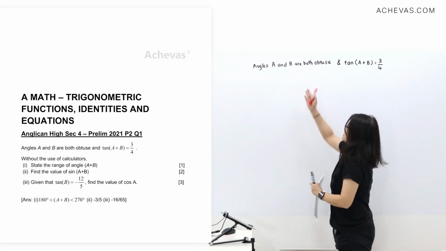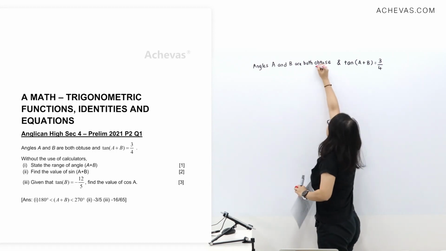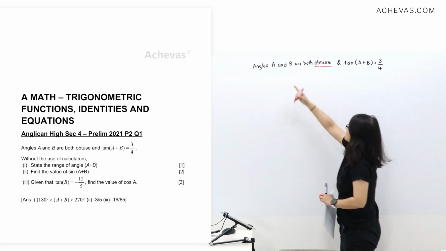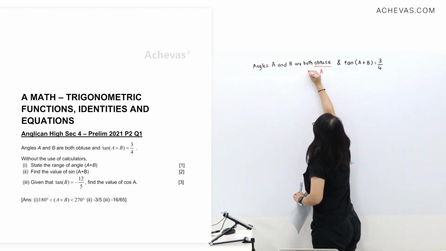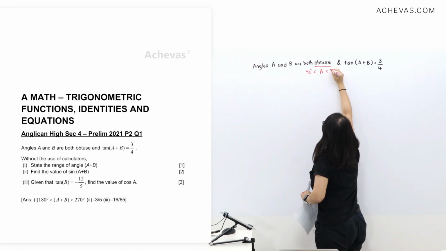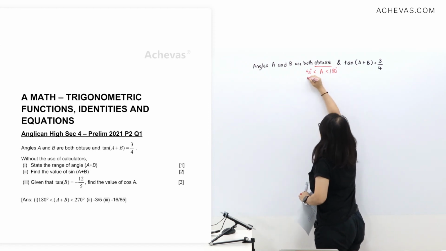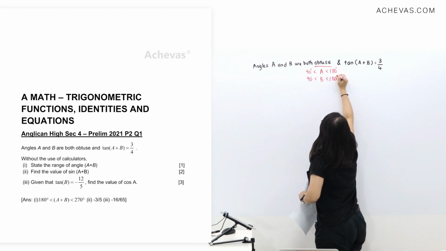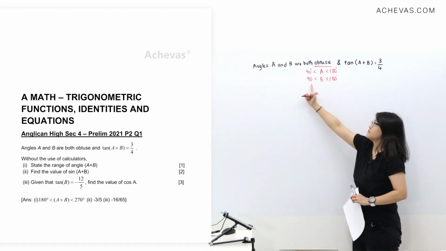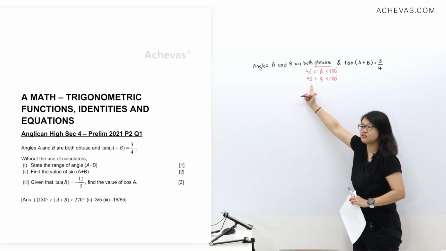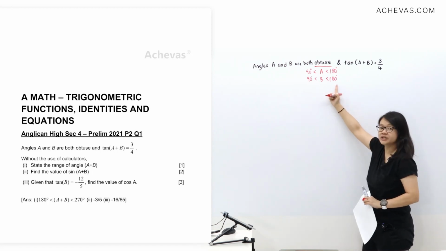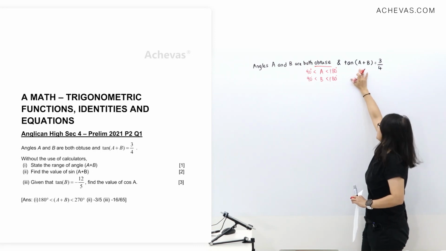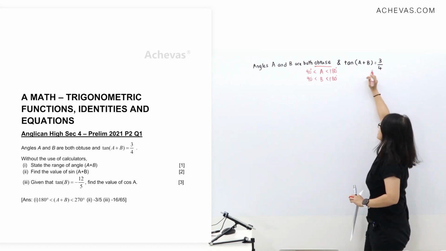Okay, now let's take a look at the info we have here. Obtuse gives you an angle between, so A will be more than 90, less than 180. Same goes for angle B. Well, we know that if you add the minimum value 90, you get 180 to 360, without this information. But let's take a look at this tangent that gives you a positive answer.